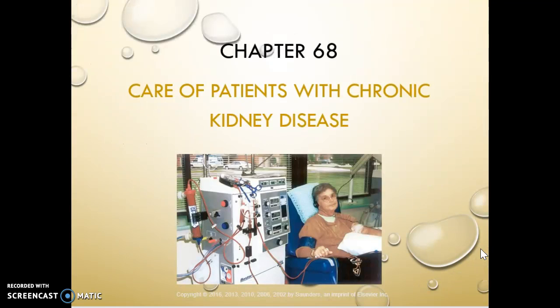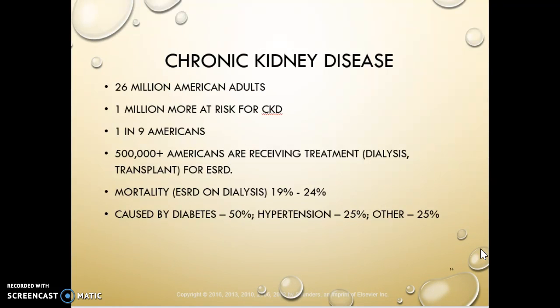All right, let's talk about chronic kidney disease. This is a slide that talks about the frequency of this. 26 million American adults have this disease. 1 million more are at a high risk for developing it. This affects 1 in 9 Americans, so that is a very large number. And there are a little over 500,000 Americans that are receiving treatment for chronic kidney disease, whether that be being on dialysis or getting a kidney transplant.